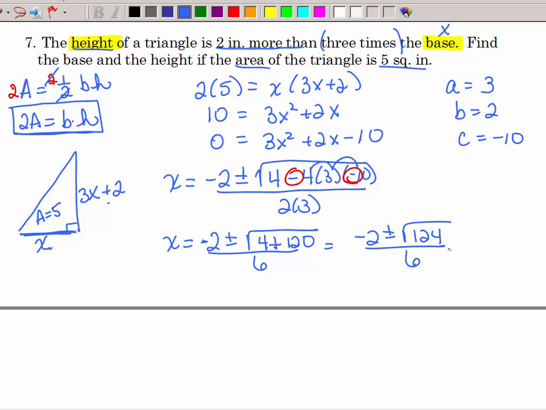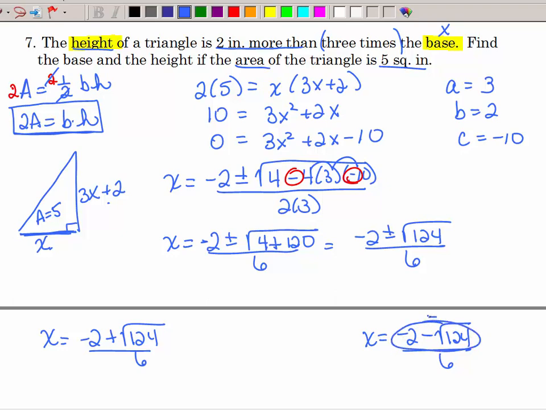Now usually if we weren't using a calculator, you would have to simplify that 124, break it apart. But since we're going to use the calculator, it's actually easier if you don't simplify it. So again, we're going to have 2 answers. We have x equals negative 2 plus the square root of 124 over 6, and x equals negative 2 minus. Now what's going to happen here? You're going to have a negative 2 and you're going to subtract something even bigger. So that whole thing's going to be negative divided by positive is negative. So that is not going to be an acceptable answer for our base.